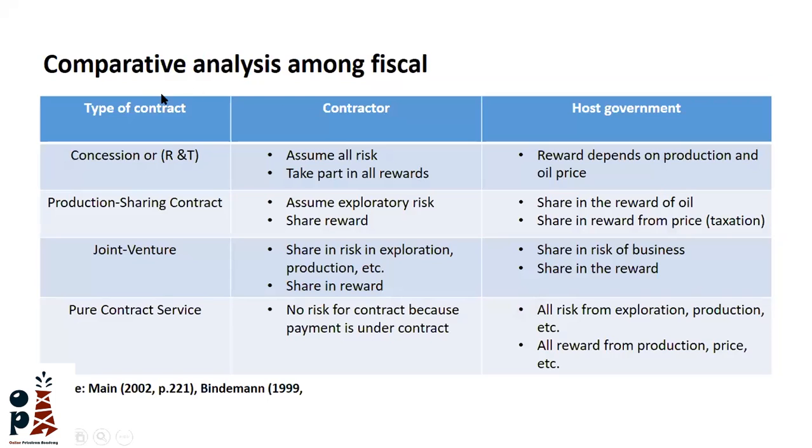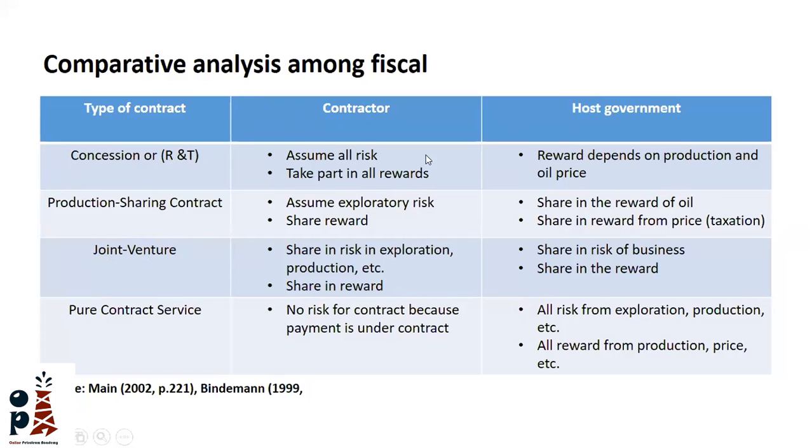So here we show a comparative analysis among fiscal regimes. So we have 4 contracts. The first 2 are the common ones, and we have what is called joint venture and pure contract service. So in concession, or what we call the taxes and royalty contract, the contractor assumes all the risk. The government has no risk to bear and does not take part in the works or revenues. The host government only takes taxes and royalty from this contract.